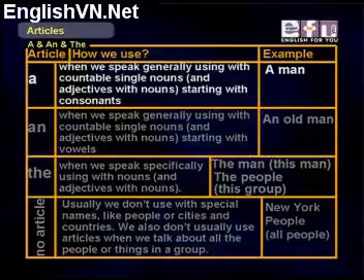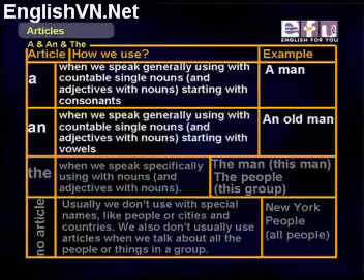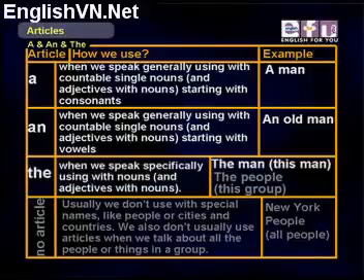First, we have the article a. We use this article when we speak generally with countable single nouns and adjectives with nouns starting with consonants. For example, a man. Our next article we can use is an. We use an when we speak generally with countable single nouns and adjectives with nouns starting with vowels. For example, an old man. We use the article the when we speak specifically using nouns and adjectives with nouns. For example, the man, this one we're talking about, or the people when we're talking about this group.